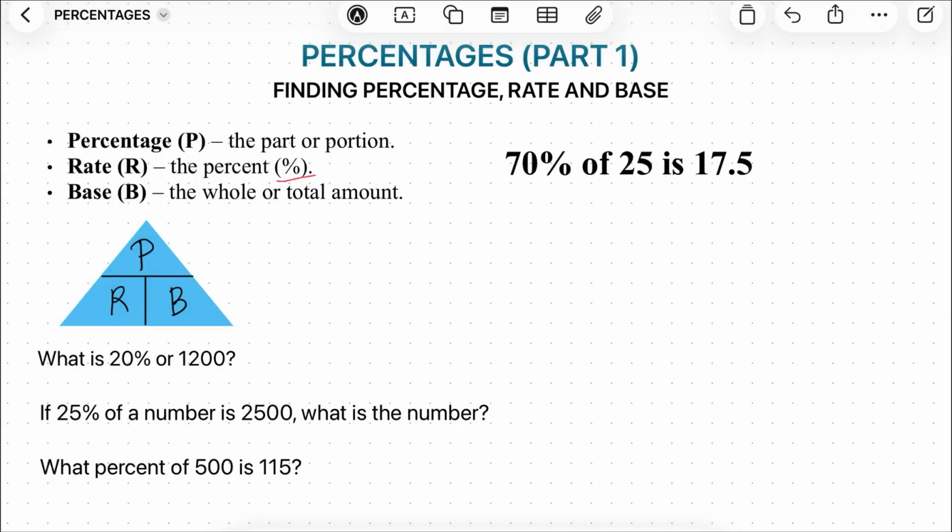We're now going to start our series on percentages. In this video, we will be focusing on finding the percentage, rate, and the base.